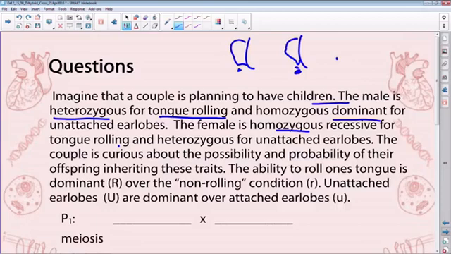Homozygous recessive, yes, she can't roll her tongue, and heterozygous for unattached earlobes. The couple is curious about the possibilities of their offspring inheriting their traits. The ability to roll one's tongue is dominant, which is R, over the non-roller, which is small r, and unattached earlobes, capital U, are dominant over small u.